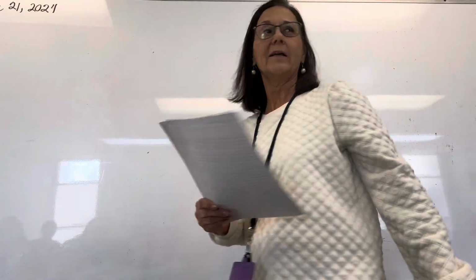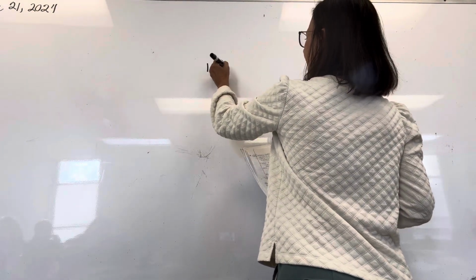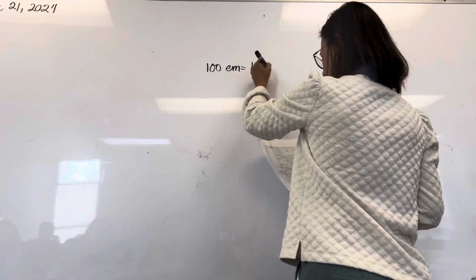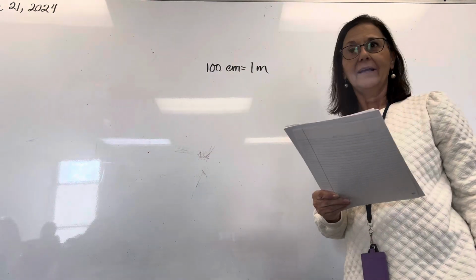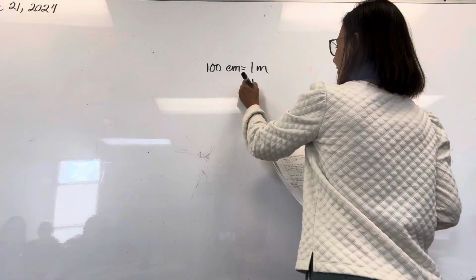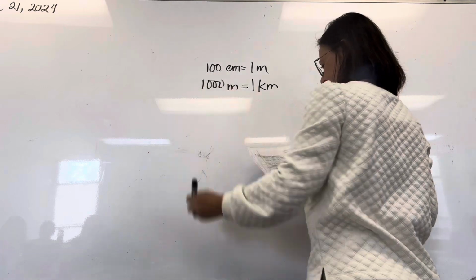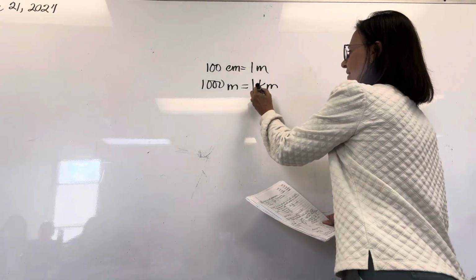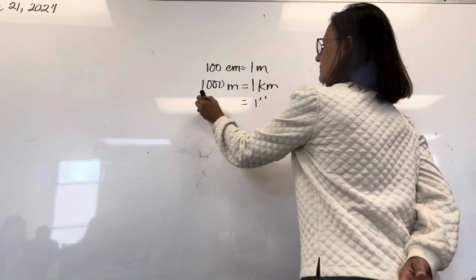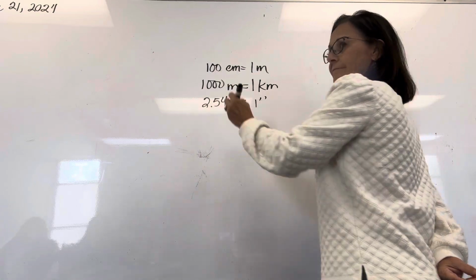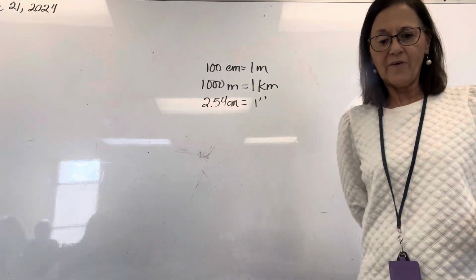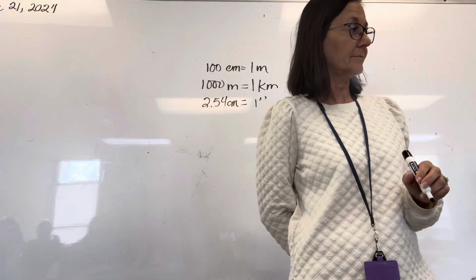Metric unit conversions. Here's the conversions you need. And you should know this probably because you're in chemistry. All right, here's the three you need. 100 centimeters equals 1 meter. A kilometer is how many meters? 1,000. Correct. And 1 inch is how many centimeters? 2.54. 1 inch is 2.54 centimeters.